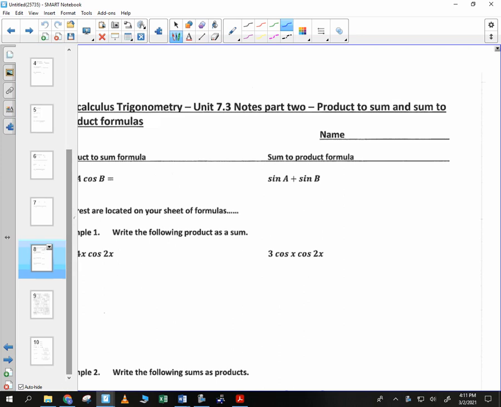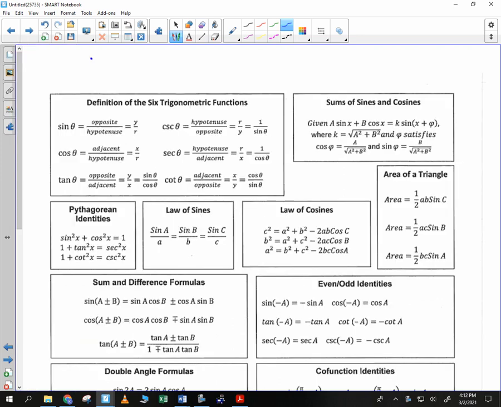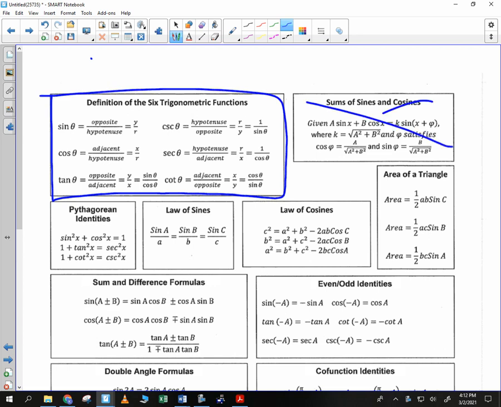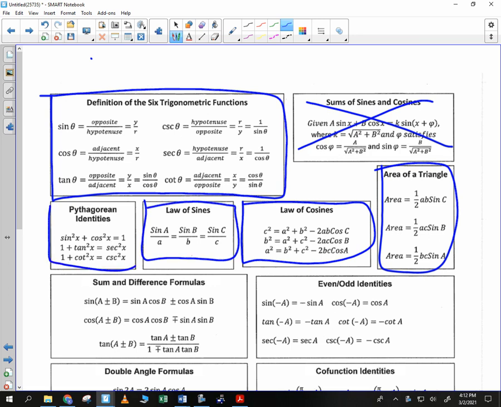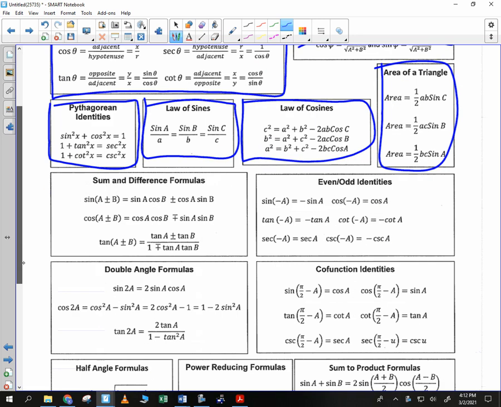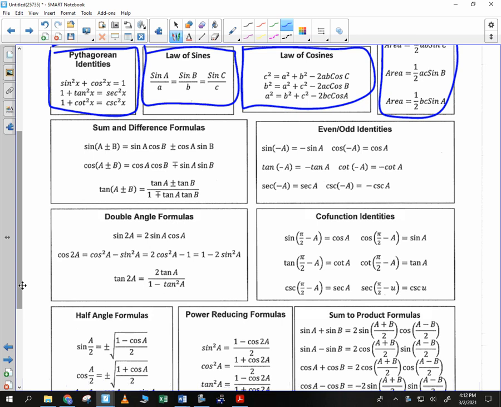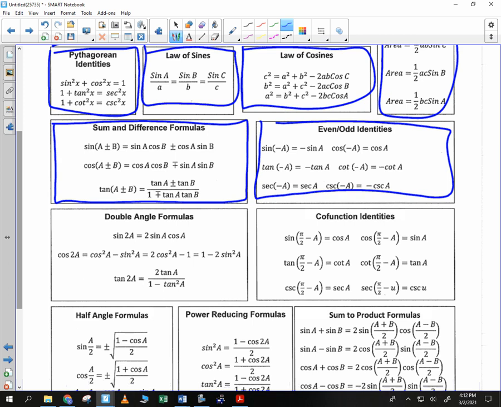So just to be clear, as we look at this page right here, we've dealt with all of these. We did not do that area. That was the last unit. Law of cosines, last unit. Law of sines, last unit. Figure and identities, obviously that's been key to what we've been doing all along. We started out doing even and odd identities, that's done. Sum and difference, we practiced that the other day in class. Double angle formulas, that was a tough one. We probably need to practice a little bit more of that.